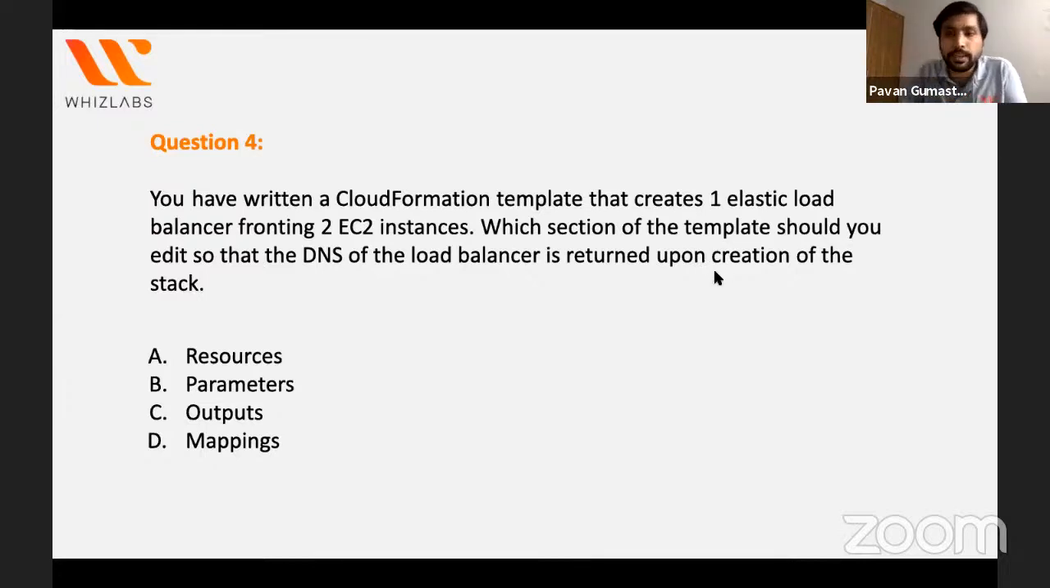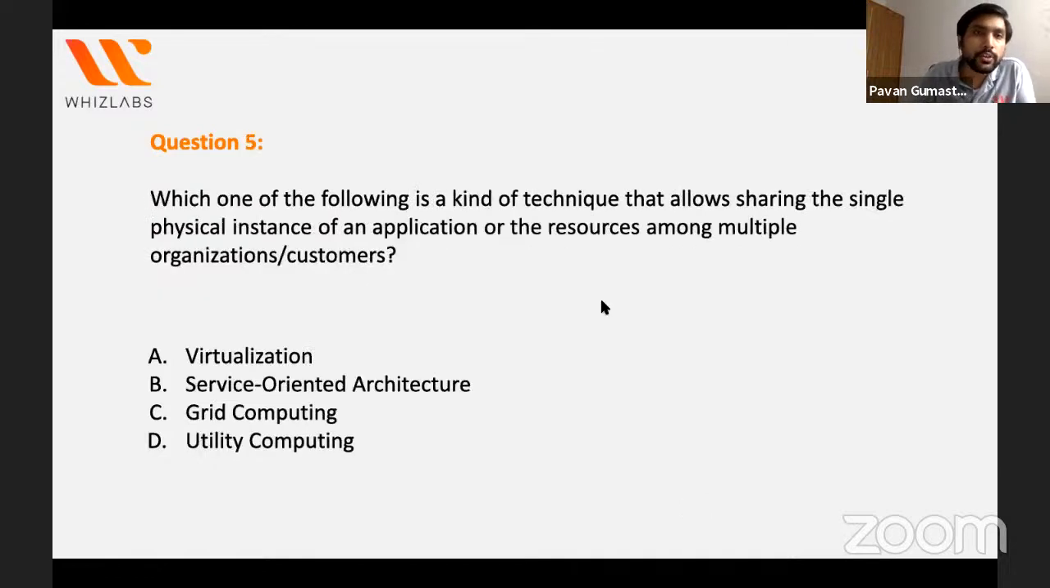All right, I see a large number of people are answering it. Cool. I think I have given enough time for this question, so let's now go to the final question. Which one of the following is a technique that allows sharing of a single physical instance of an application or a resource among multiple organizations and customers? What technique are we talking about here? A is virtualization, B is service-oriented architecture, C is grid computing, and D is utility computing. You have the question on the screen. If you have not understood, you can go through the question again.